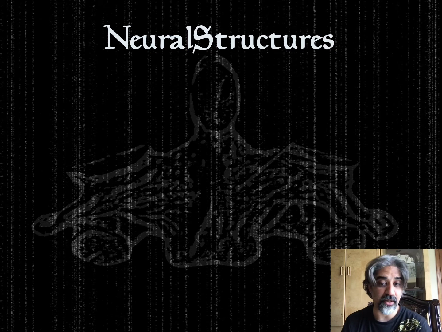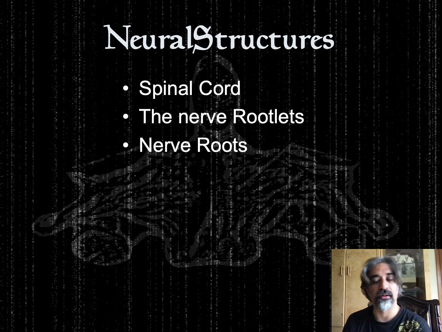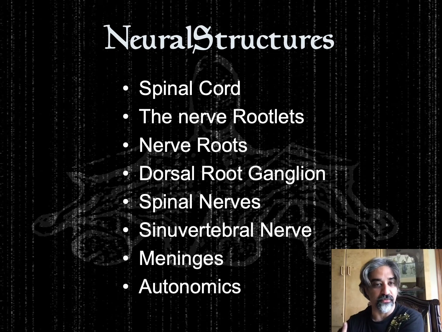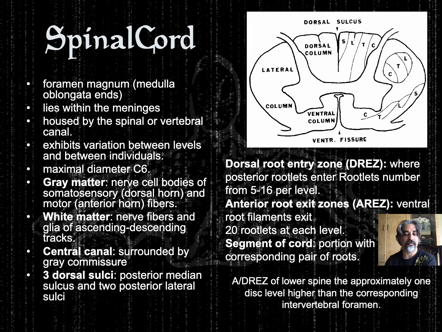Neural structures that you should be familiar with include the spinal cord, the nerve roots, the rootlets that comprise the roots, the dorsal root ganglion, the spinal nerves, the sinuvertebral nerve, the meninges, and the autonomics. So this picture from a neurosurgery textbook again shows the spinal cord, and you really should already kind of understand gray matter versus white matter. There's usually a central canal, and the dorsal root entry zone and the anterior root exit zones are discussed in, again, neurosurgery anatomy books, but I haven't seen it really come up in physiatric contexts.